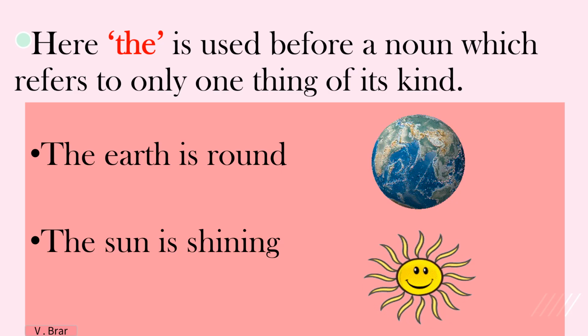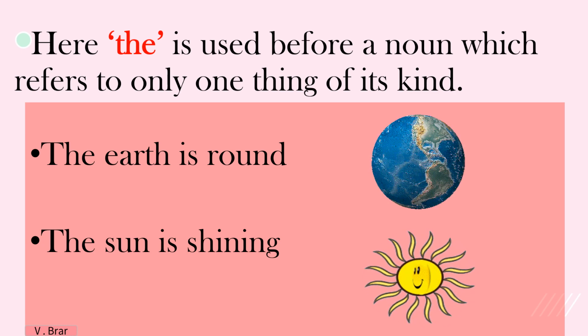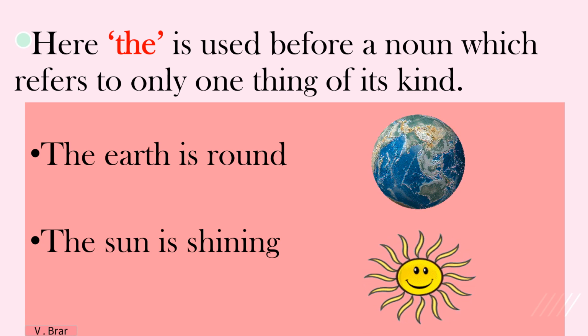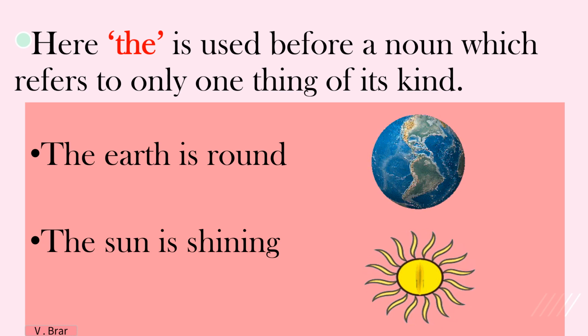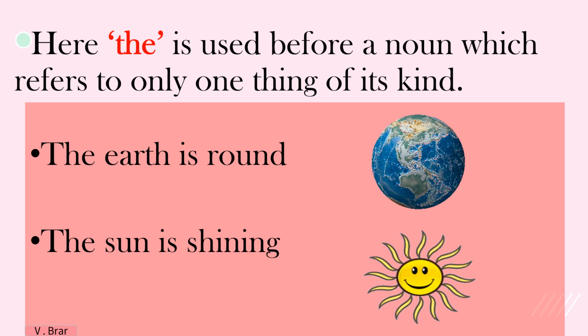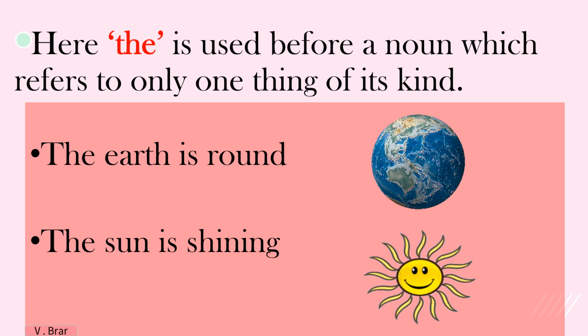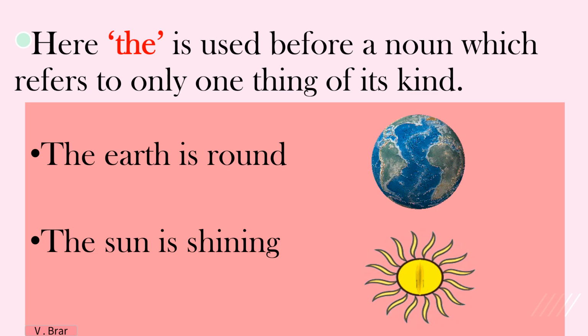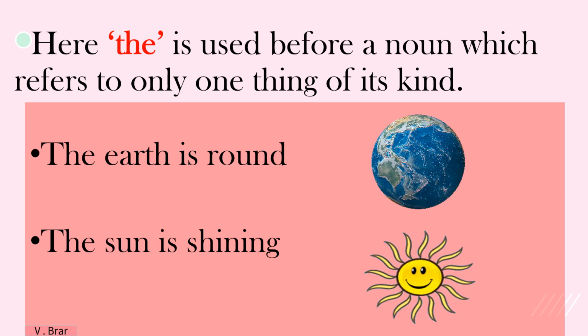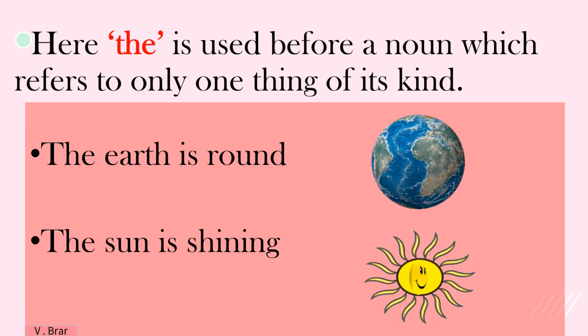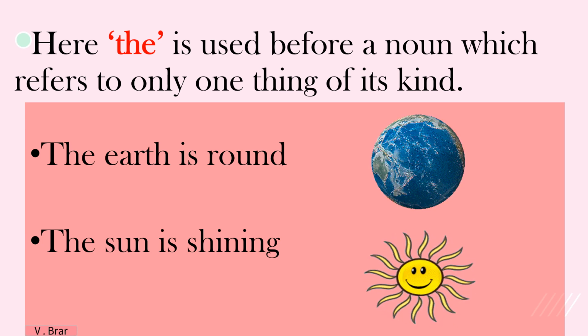Here the is used before a noun which refers to only one thing of its kind. The earth is round. The sun is shining. Earth and sun are only one thing of its kind. That is why we are using article the with it.